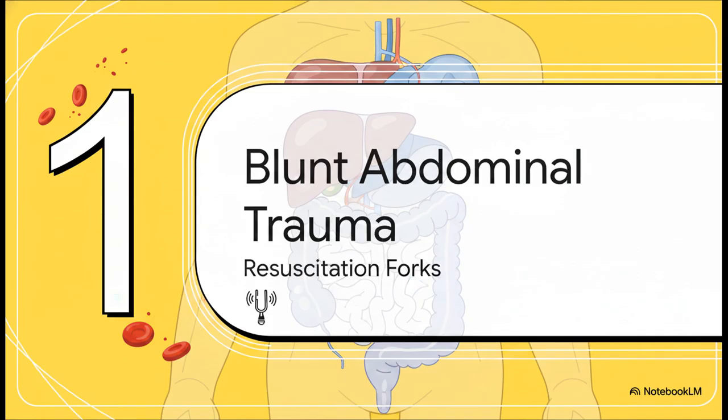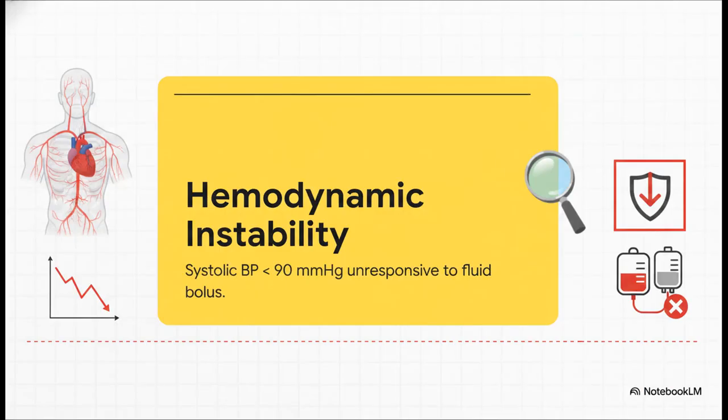All right, Module 1, ATLS, blunt abdominal trauma, and hemodynamic resuscitation forks. Let's trace the physiologic cascade of hemorrhagic shock and map out those solid organ injury mechanics. So the entire Advanced Trauma Life Support, or ATLS, algorithm pivots on one absolute boundary. We are strictly defining volume stability here.